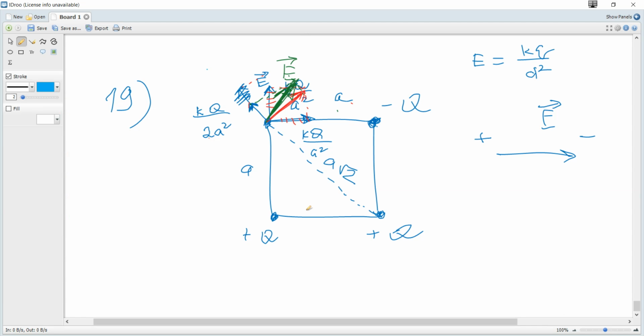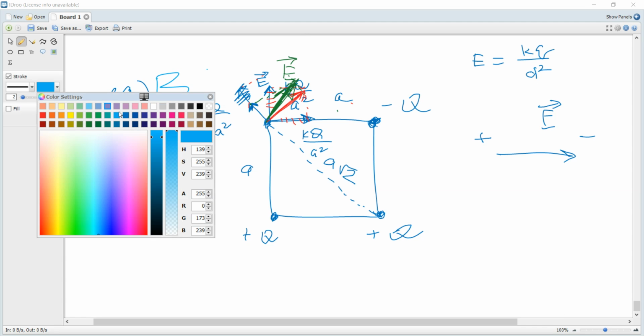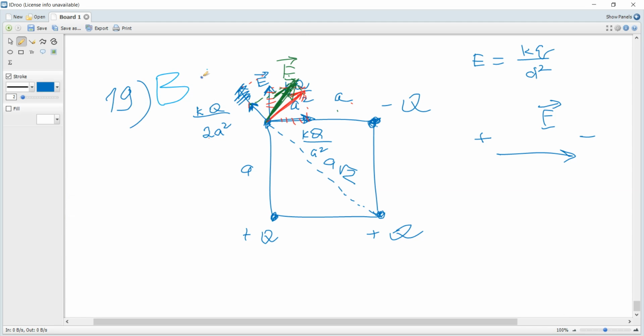And we can see the options, and definitely it's not C, not D, and A is too close to horizontal, it's B. So 19 B.